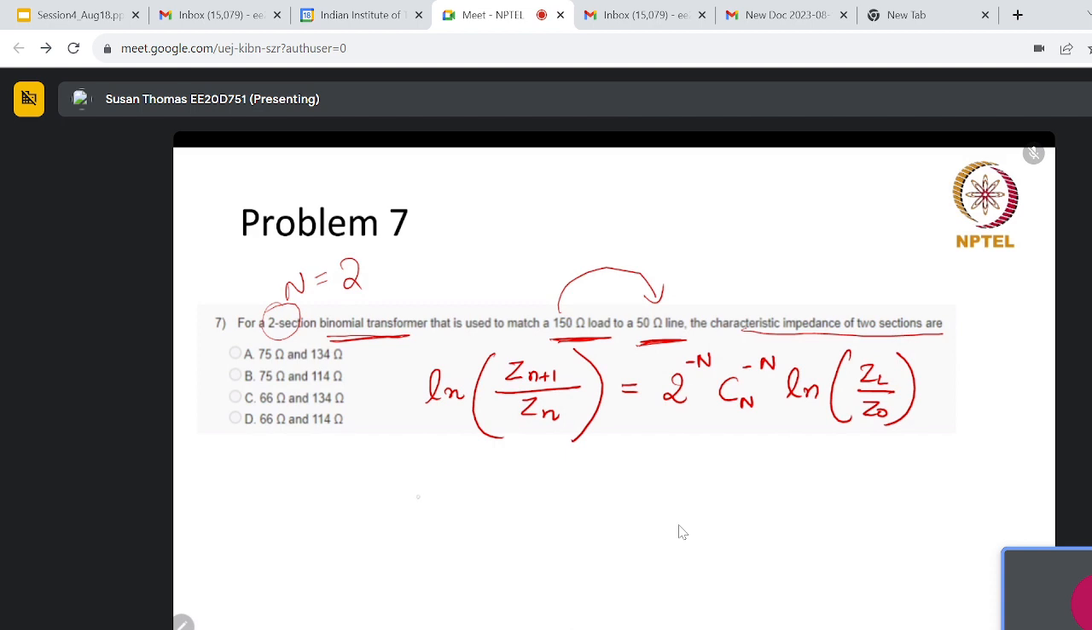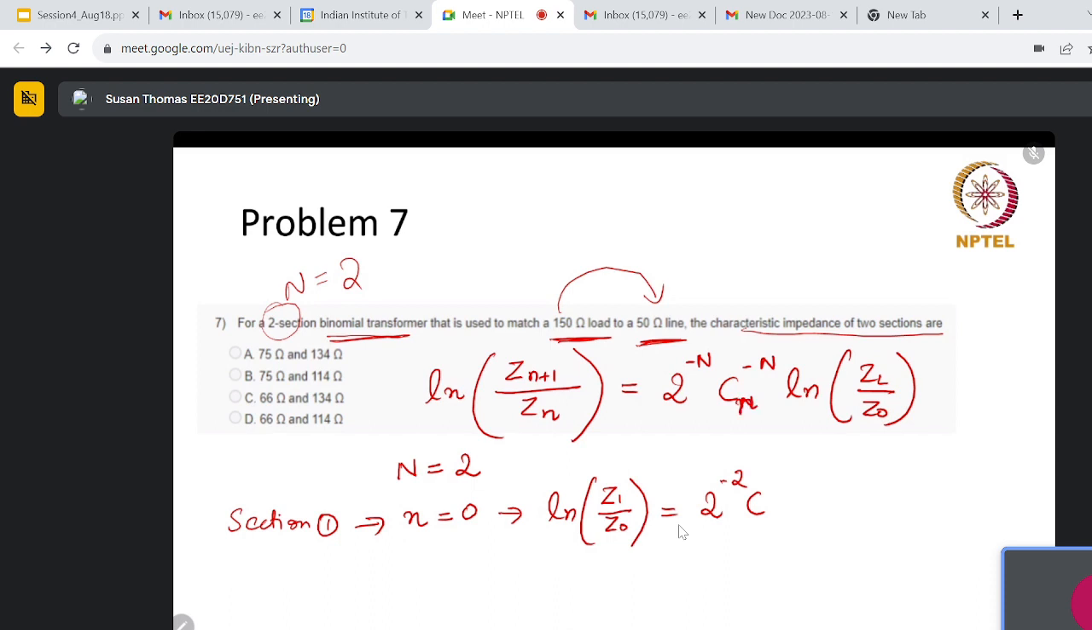Okay. So wherein the capital N is the number of sections and the small n is the section 1, section 2. So if you want to find the impedance of the section 1, what you do is put n is equal to 0. For that, what you will get? Z1 by Z0 is equal to 2 power minus 2.